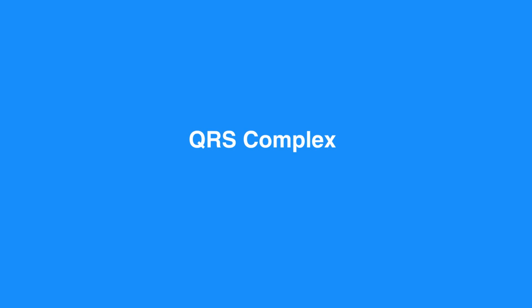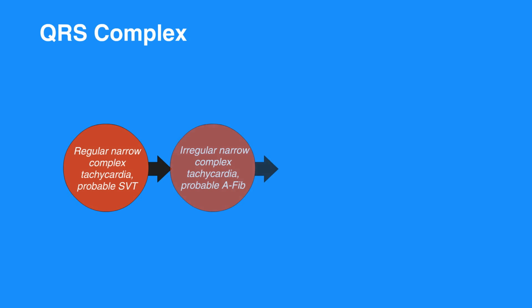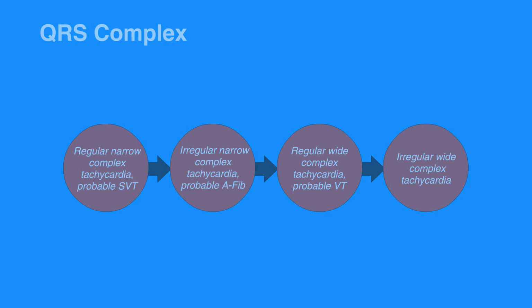Assess the QRS Complex, which includes regular narrow complex tachycardia, or probable SVT, irregular narrow complex tachycardia, or probable AFib, regular wide complex tachycardia, or probable VT, and irregular wide complex tachycardia.